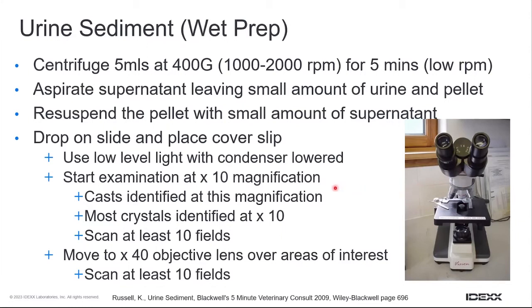So we start our examination at low magnification, so at ×10, and this will generally allow us to identify casts and crystals. So we should be able to see most of the elements in the form of casts or crystals at a low magnification. We want to scan at least 10 fields to make sure we're not missing anything. And then if there are any areas of interest, we can then increase the magnification to ×40 to get a closer look at them and scan again about 10 fields.